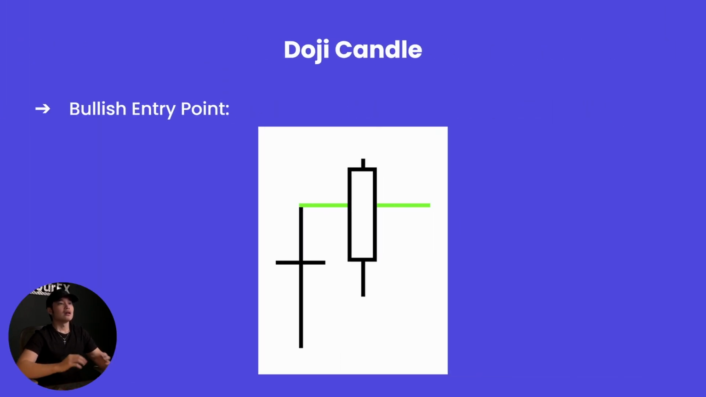Okay, so next, let's move to the doji candle. For the bullish entry point, of course, we have to wait for the breakout of the high point of the doji candle. In the doji candle, we don't have the aggressive or the conservative entry. If you want to enter on the doji candle, for the bullish entry point, you want to make sure that the price breaks its high point on the doji candle itself. So like this.